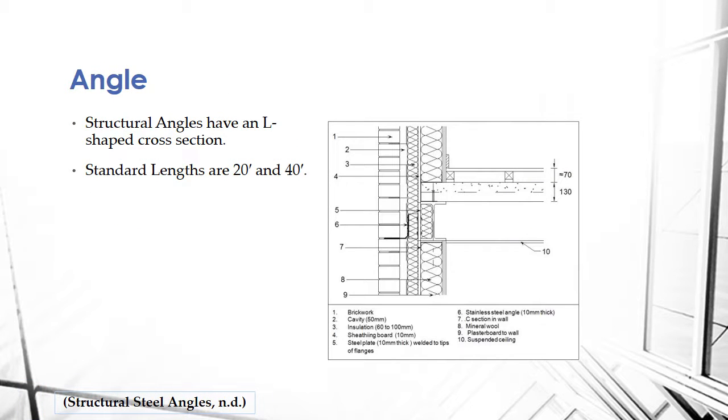So next we have angle. Structural angles have an L-shaped cross section. Standard lengths are 20 and 40 feet. And then you can see on the right here on the picture, this darker shape right here, that would be an example of angle on a drawing.